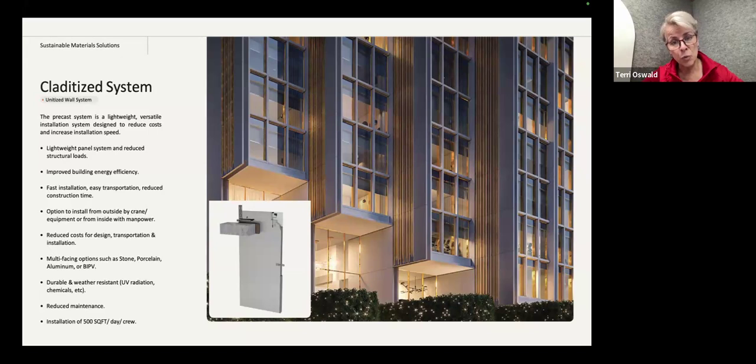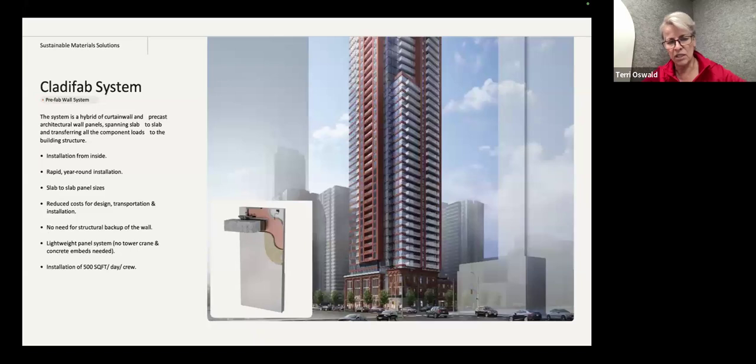The beauty is, as well, you do not require a tower crane. So, 2 people can handle this material and install it from the inside of the building. So from a logistical standpoint, that is saving a lot of time, reducing trades on site, et cetera.